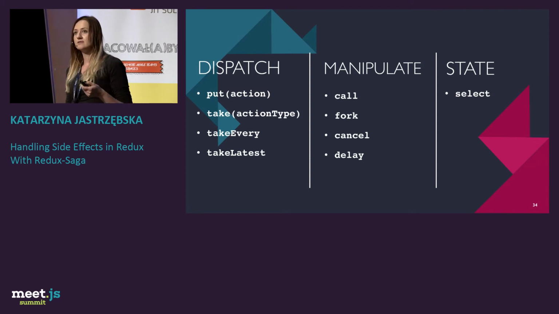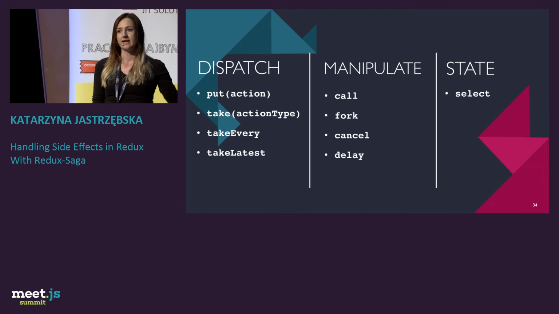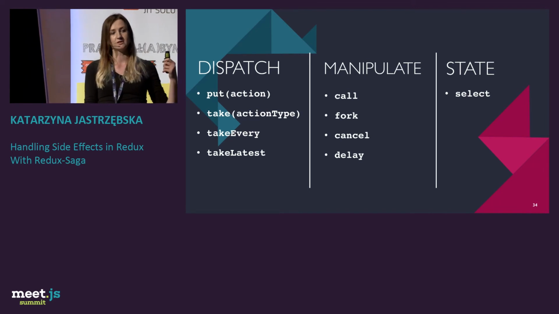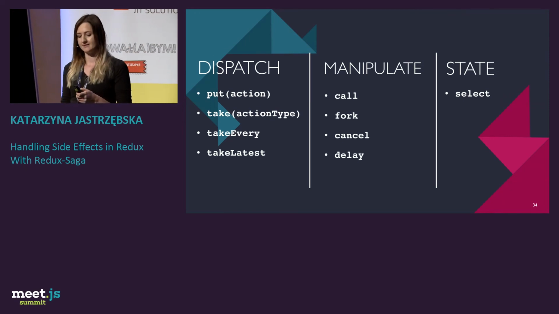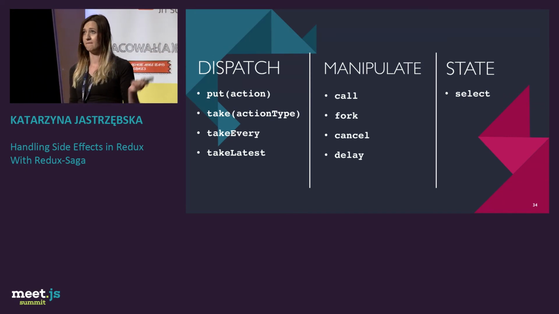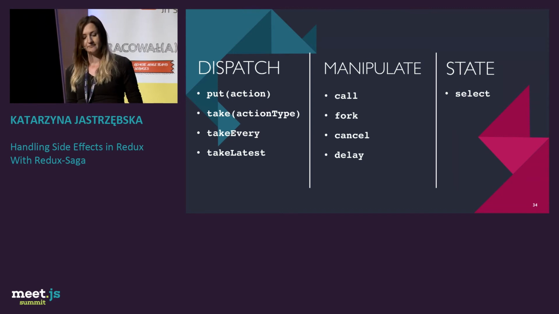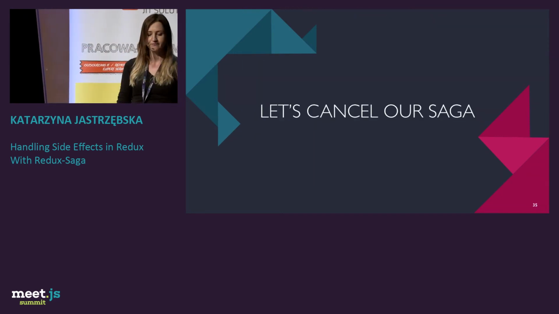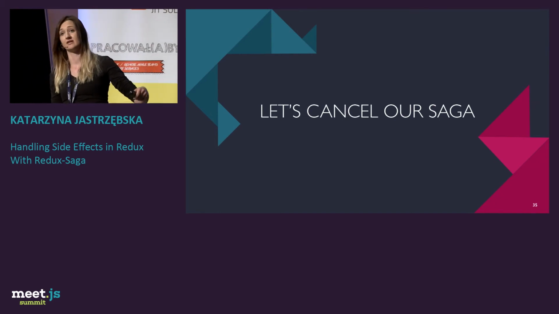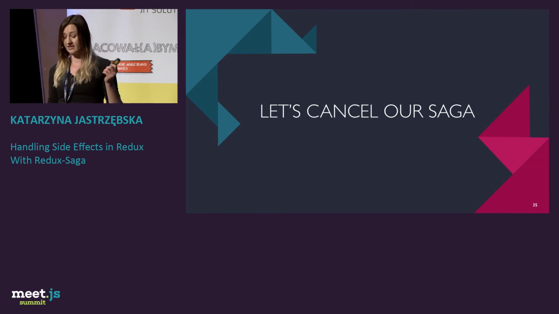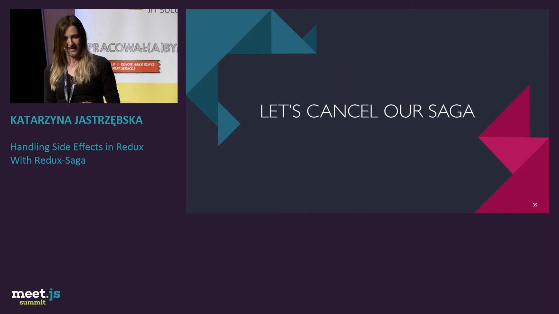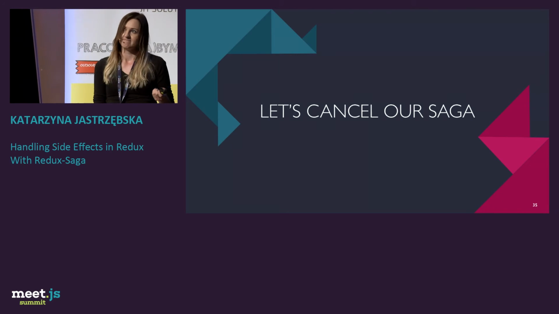And there is also a simple way to get some data from our state with select, which is also an effect which selects some part of the state of application for us. And we can actually connect it with the reselect library, if you are familiar with it, and do really awesome stuff with that. So let's cancel our Saga. Let's go to the example. I will not do the live coding because, well, it can go wrong. It can go wrong. I did it once or twice.